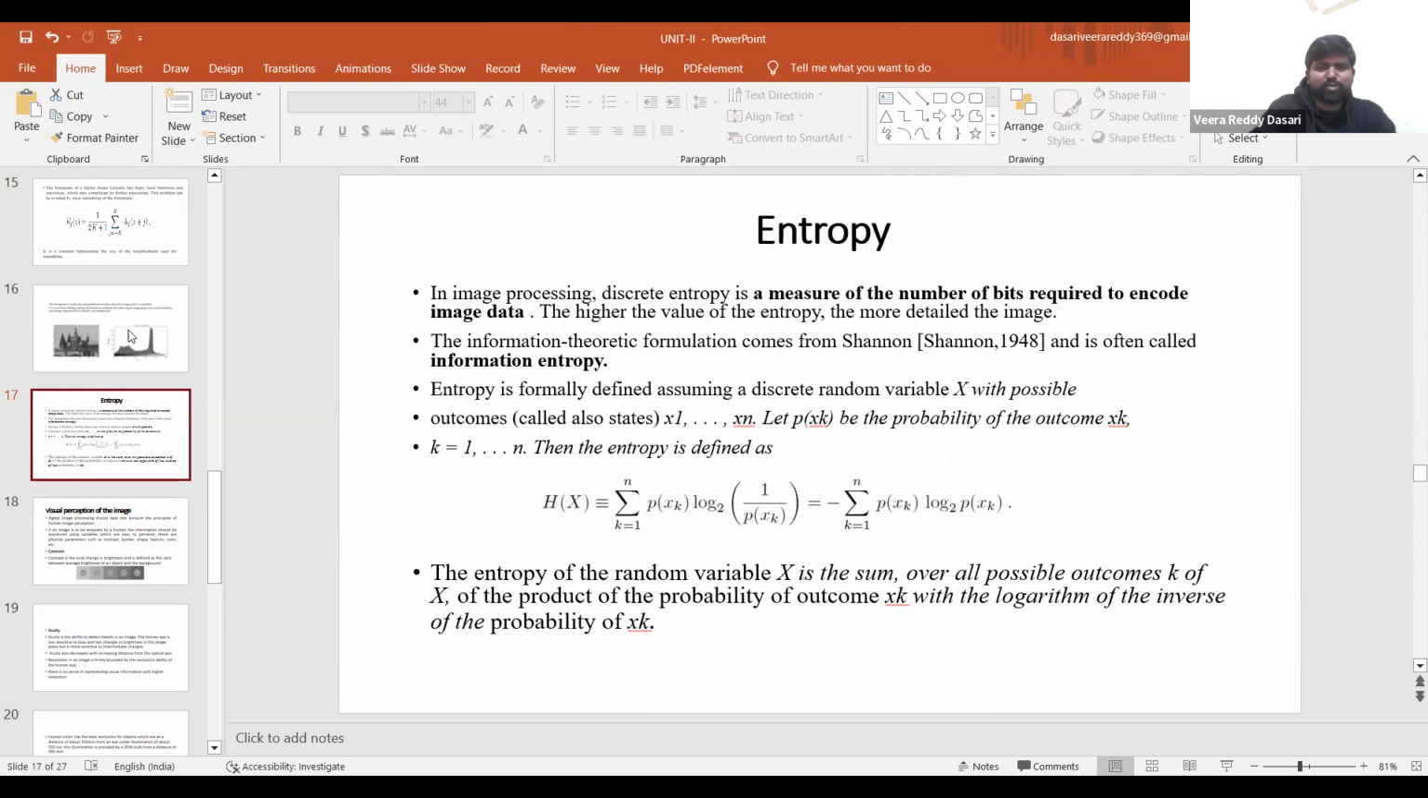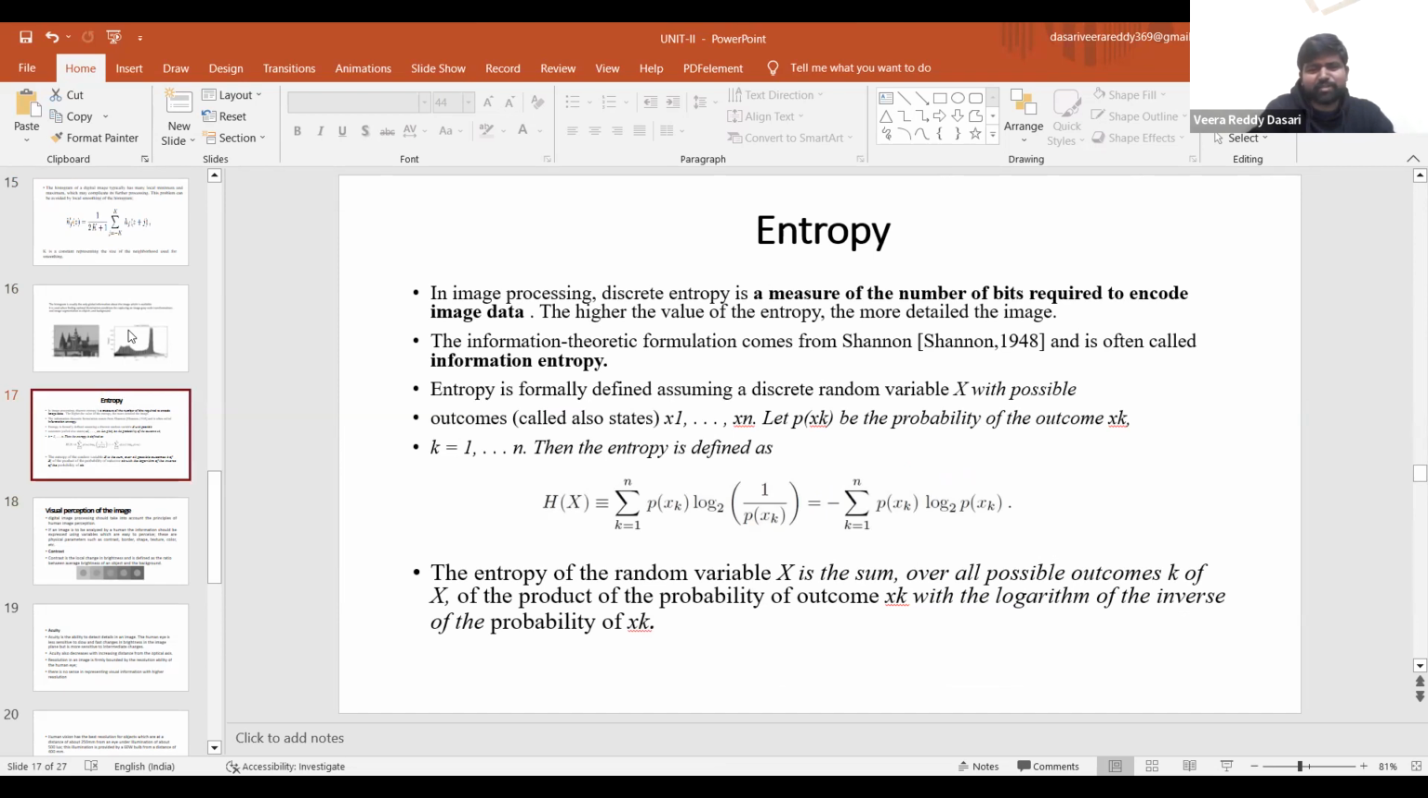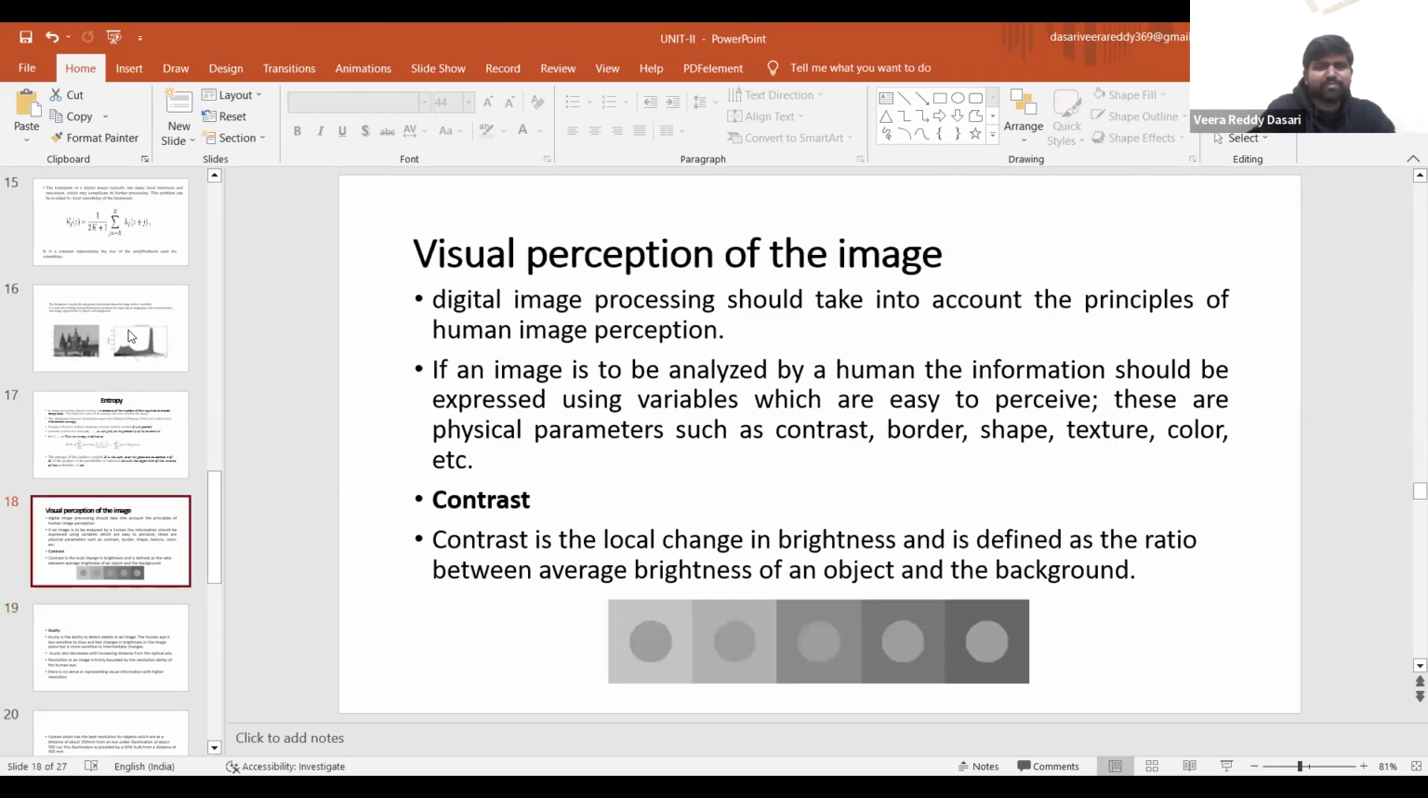Because I'm not asking you to write each and every point. At least, you should be able to elaborate in a good manner. And if possible, write the mathematical description, the mathematical function, if you can remember.